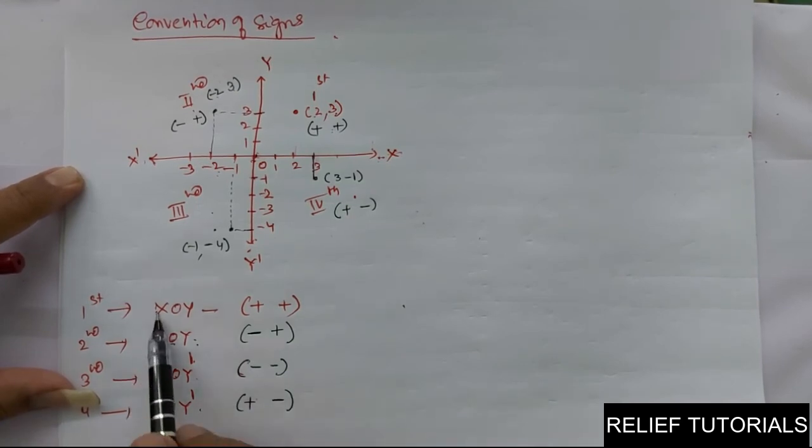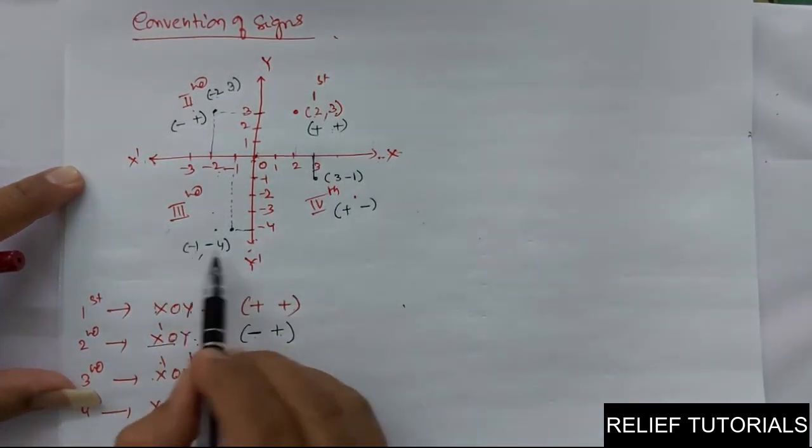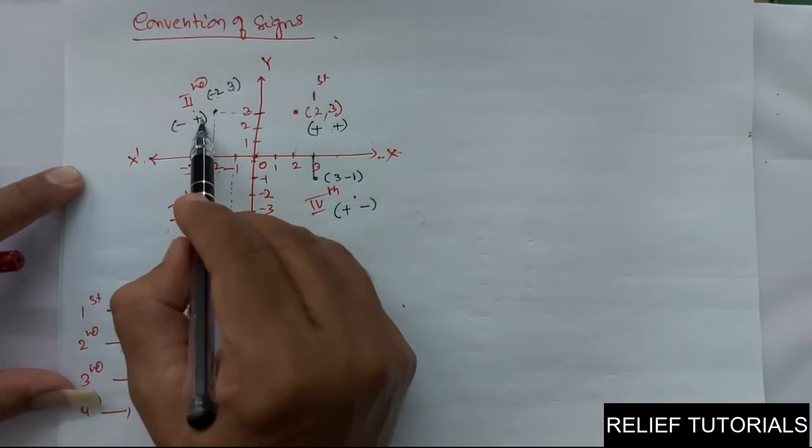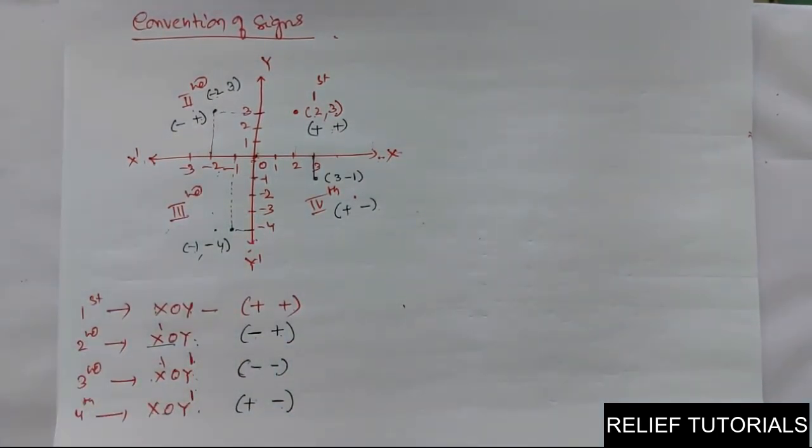In short, X, Y both positive, so positive, positive. X dash, so negative; Y, so positive. X dash, Y dash, so both negative. X positive, Y dash negative. Or in short, see here, plus plus, so the opposite quadrant is minus minus. Here it is minus plus, so here it is plus minus. Have you got this? Any doubt?